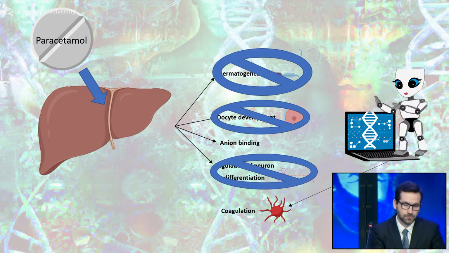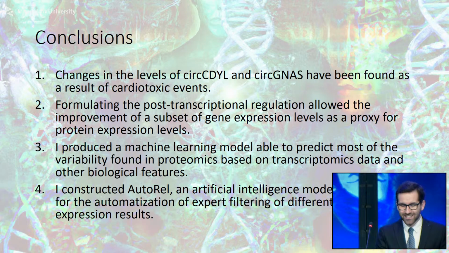So, to conclude, changes in the levels of circ-cydyl and circ-ginase have been found as a result of cardiotoxic events. Second, formulating the post-transcriptional regulation allowed the improvement of a subset of gene expression levels as a proxy for protein expression levels. Third, I produced a machine learning model able to predict most of the variability found in proteomics based on transcriptomics data and other biological features. And fourth and last, I constructed AutoRel, an artificial intelligence model that allows for the automatization of expert filtering of differential gene expression results. Thank you.